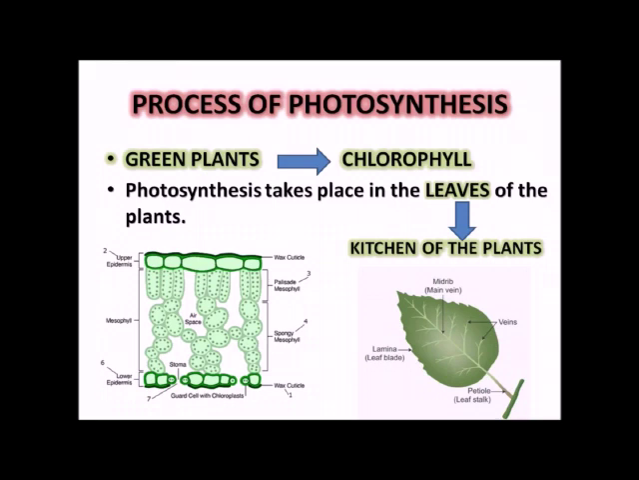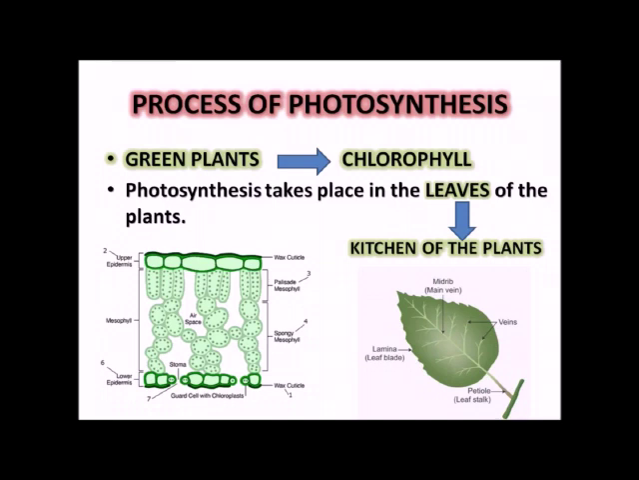So where exactly does this process of food preparation take place in a plant? In which part of the plant does it take place? It takes place in the leaves of the plants, and that is why leaves of the plants are also called the kitchen of the plants, because it is that place where the food is prepared for the plants.